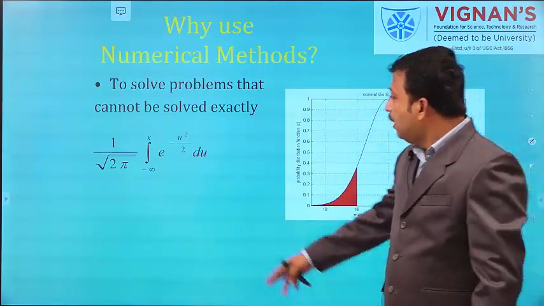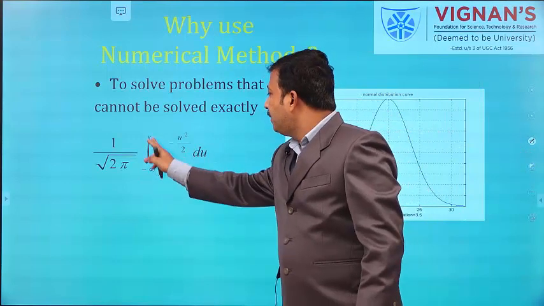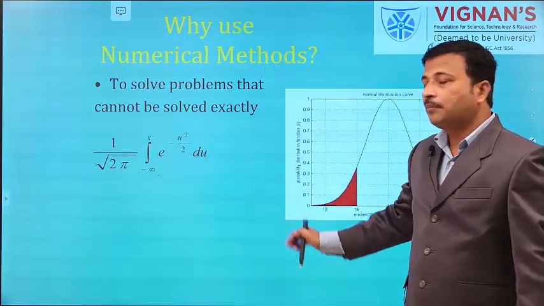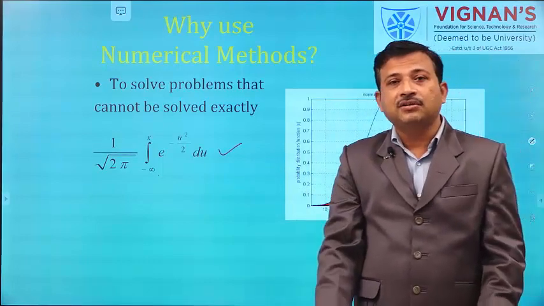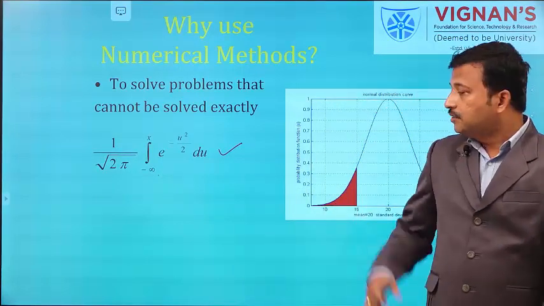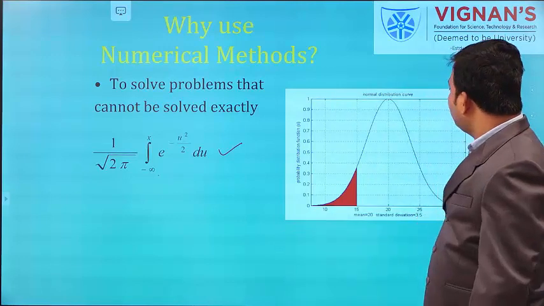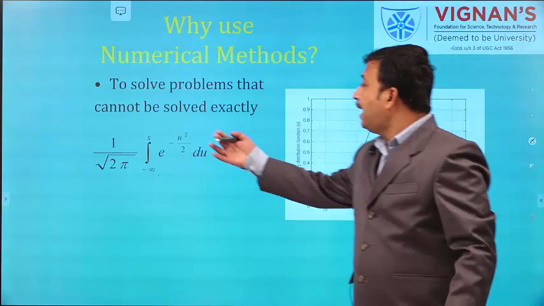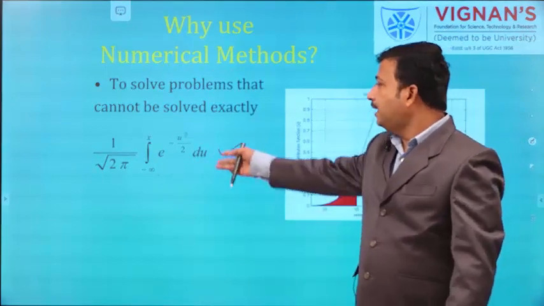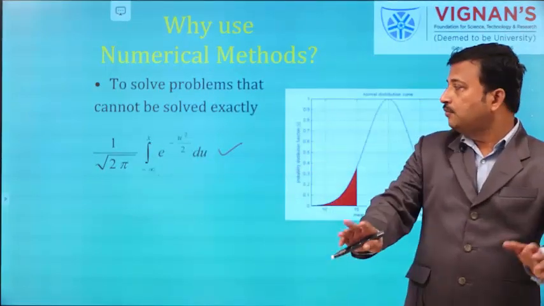For example, you see 1 by root over 2 pi, integral from minus infinity to x of e to the power minus u square by 2 into du. This is quite impossible to solve by using an exact solution. This is a huge task for us. So that is why we approximate the solution, digitalize the whole solution, discretize everything from minus infinity to x, right? By using certain formulas, we have to use it.